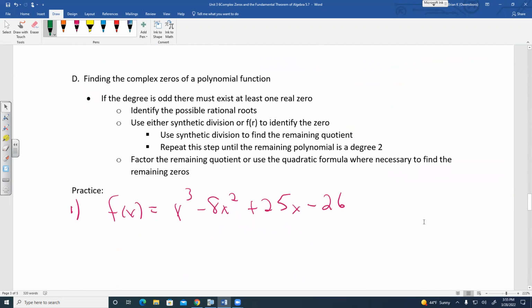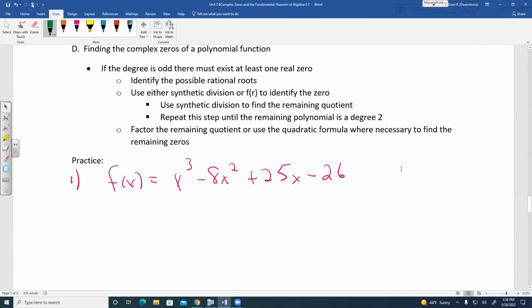So finding the complex zeros of a polynomial function. If the degree is odd, there must exist at least one real zero. We want to identify the possible rational roots. So that's that rational roots theorem that we did earlier. Use either synthetic division or f of r to identify the zero. We want to use synthetic division to find the remaining quotients. Repeat this step until the remaining polynomial is a degree 2. Factor the remaining quotient or use the quadratic formula where necessary to find the remaining zeros.